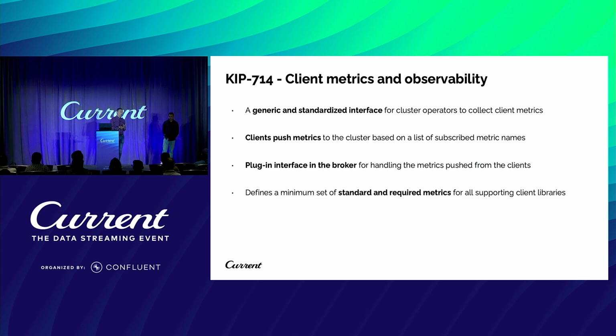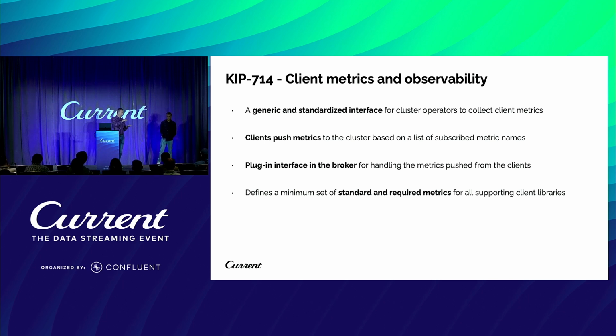And then it defines a set of what they call standard and required metrics in the KIP. Okay, so this is how the cross-platform metrics work. It says, here's the name of a few standard or required metrics. Any client that supports 714 has to be able to support these. So an example would be producer node latency, okay?